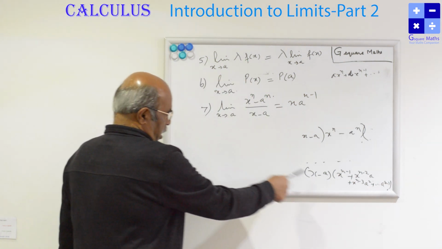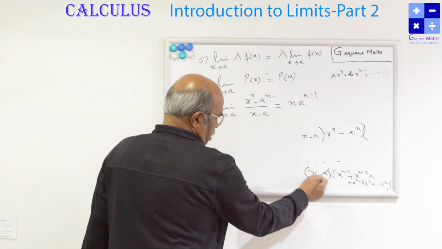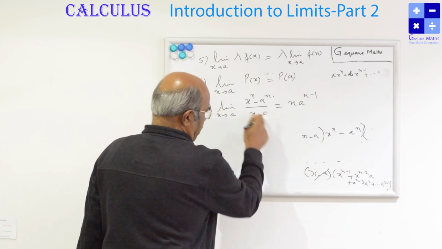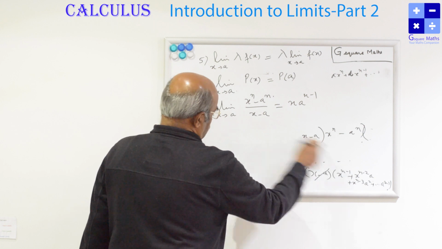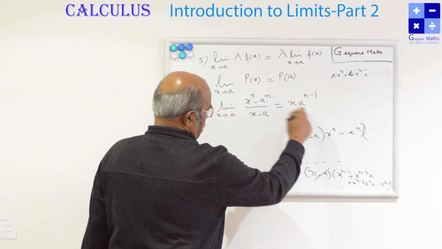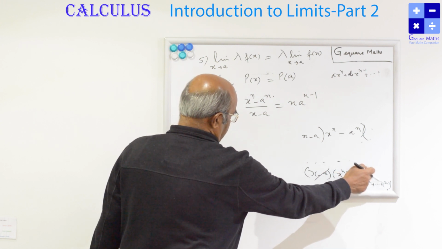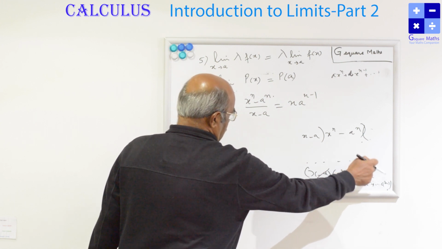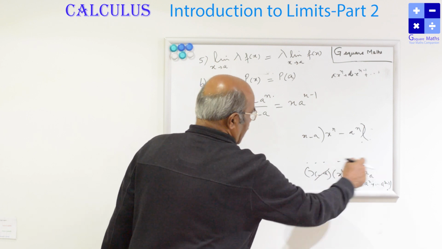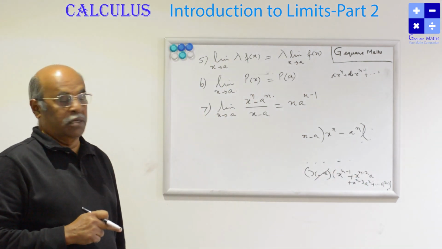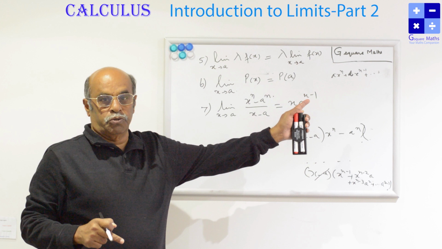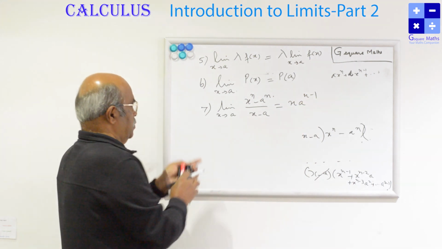Now substitute x equal to a here. The x minus a will get cancelled, since we are dividing by it. So substitute x equal to a: a power n minus 1, a power n minus 2 into a, that is a power n minus 1, and so on. We get n terms of a power n minus 1. That is equal to n into a power n minus 1. Simple.